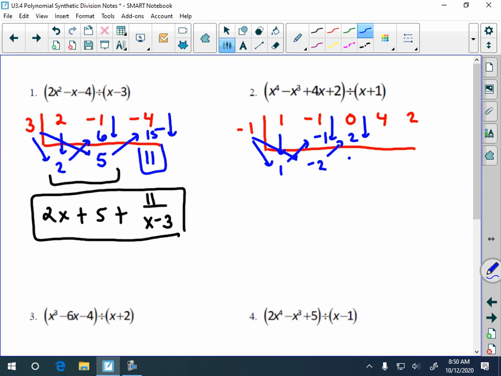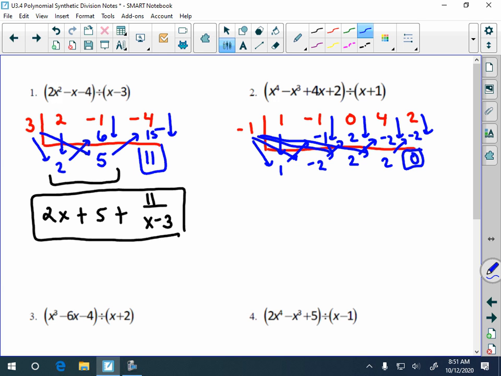Add down. Multiply negative 1 times 2. It's negative 2. Add down. That's positive 2. Multiply negative 1 times 2. It's negative 2 again. Add down. It's 0. So here we have a remainder of 0.